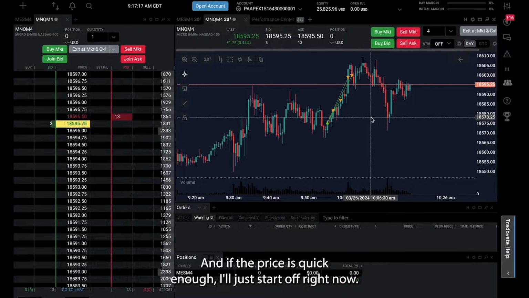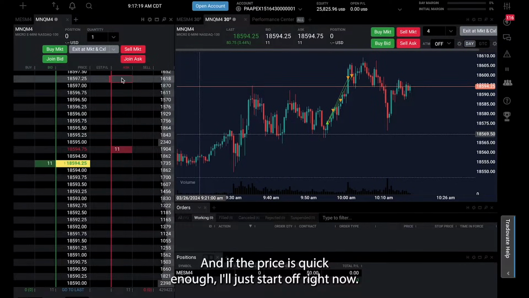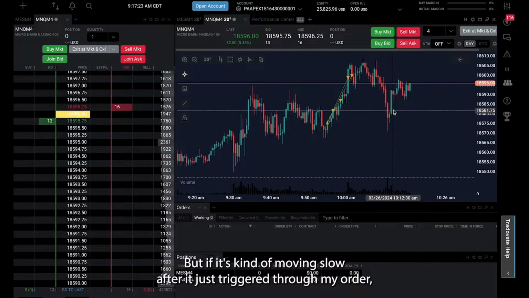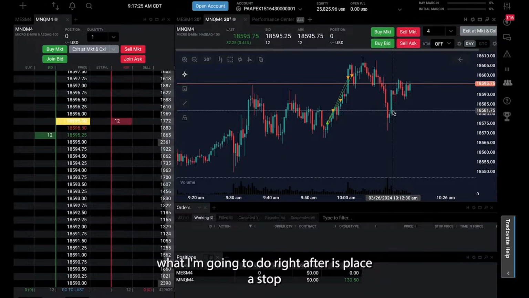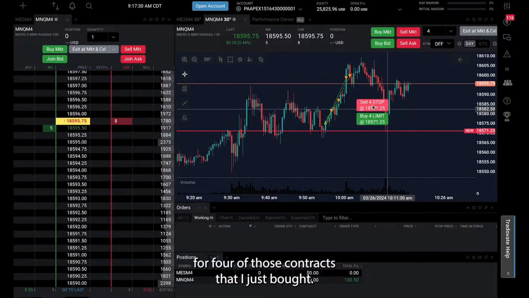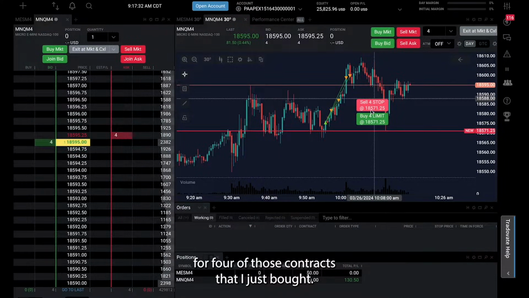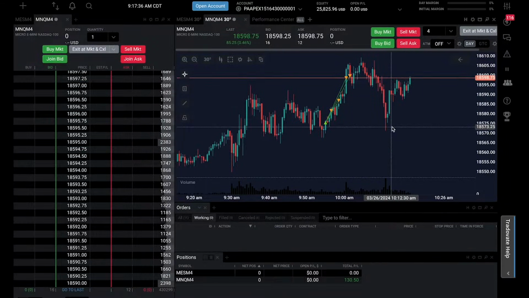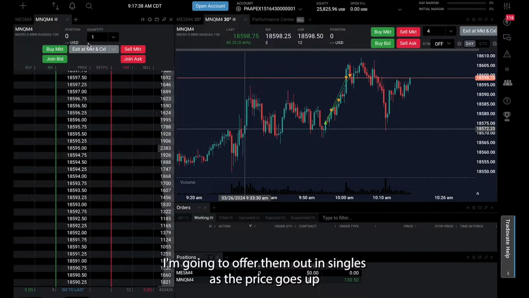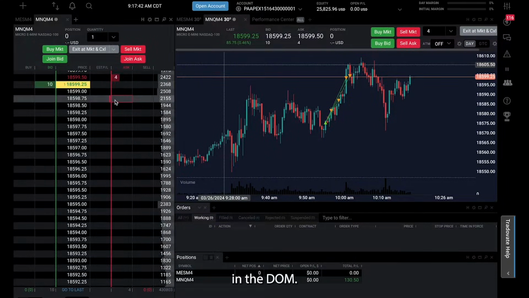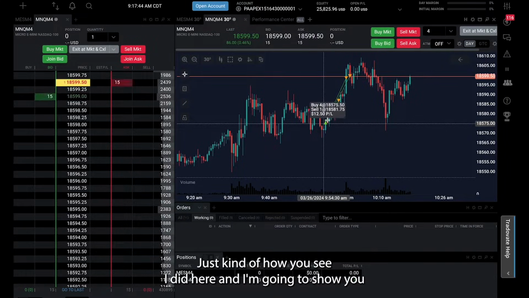If the price is quick enough, I'll just start offering out. But if it's moving slowly after it just triggered my order, what I'm going to do right after is place a stop for the 4 contracts that I just bought. So I'm going to put a sell stop order right after, and I'm going to offer them out in singles as the price goes up in the DOM, just like you see I did here.